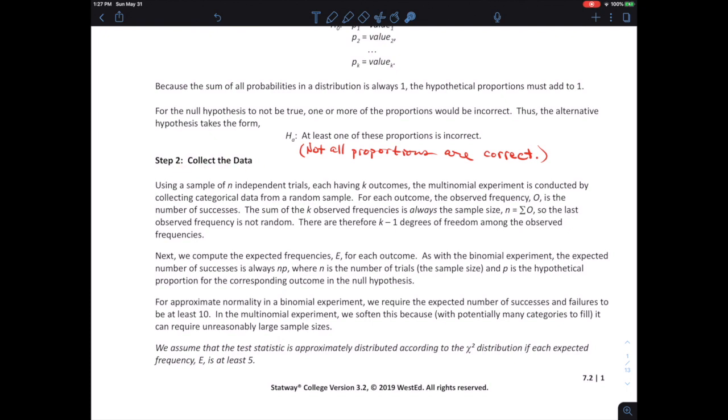So the second step is always collecting data. Using a sample of independent trials, each having k outcomes, the multinomial experiment is conducted by collecting categorical data from a random sample. For each outcome, the observed frequency O is the number of successes. The sum of the k observed frequencies is always the sample size. N is the sum of the O's, so the last observed frequency is not random. They have to add up to a specific amount, so the last frequency is the value that makes that happen. There are therefore k-1 degrees of freedom among the observed frequencies.